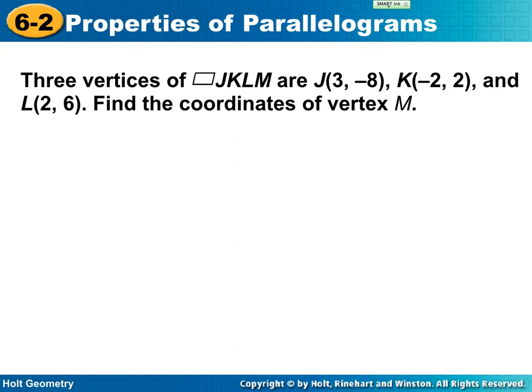So J was 3, -8. K was -2, 2. And label what's J, what's K. You're going to need to know which one is which. And then L was 2, 6. And let's connect what we can. It said the parallelogram was J, K, L, M. So connect J to K, K to L, L to M, but we don't know where M is. But does that give you a bit of an idea?